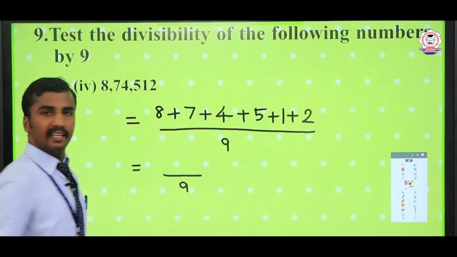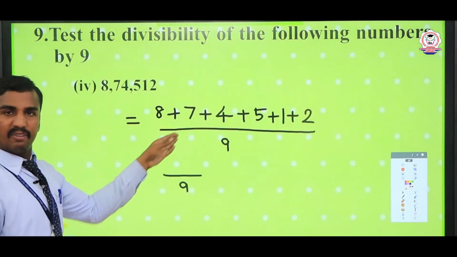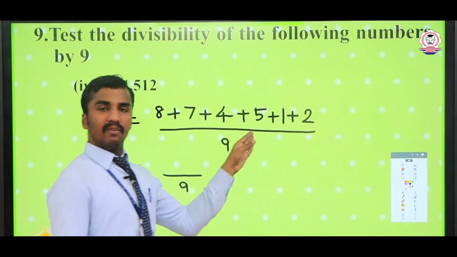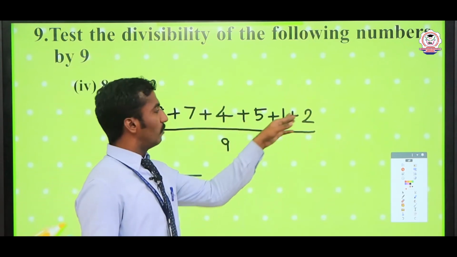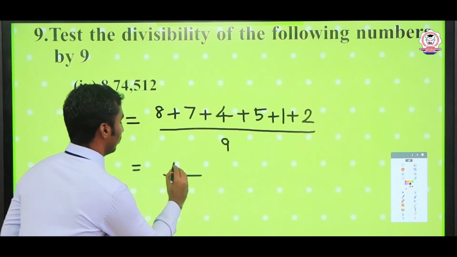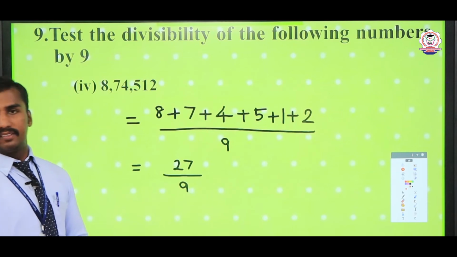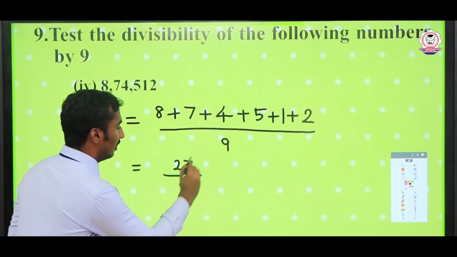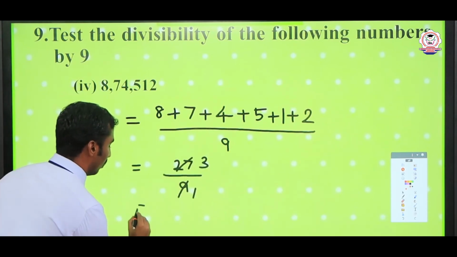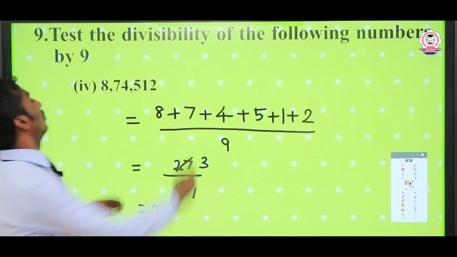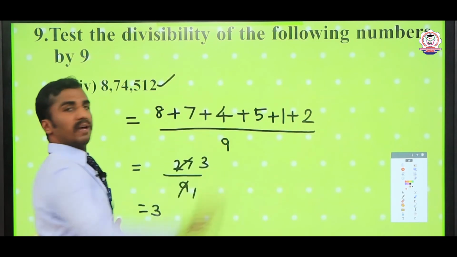So the sum of the digits: 8 plus 7 is 15, 15 plus 4 is 19, 19 plus 5 is 24, 24 plus 1 is 25, 25 plus 2 is 27. So 27 and the 9 table. How many times will it go? Very good, 3 times. 9 ones are 9, 9 threes are 27. So 27 is divisible by 9, so the given number is divisible by 9.